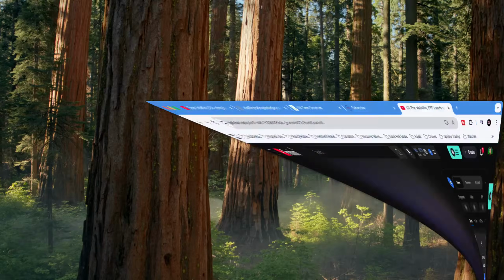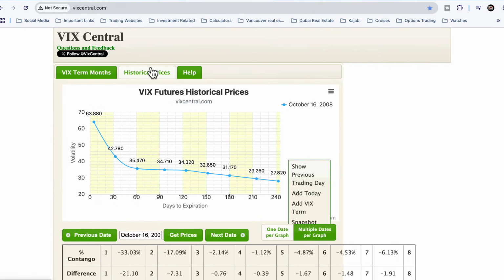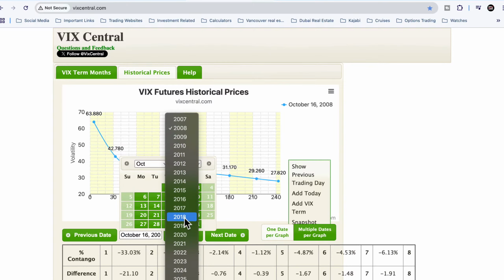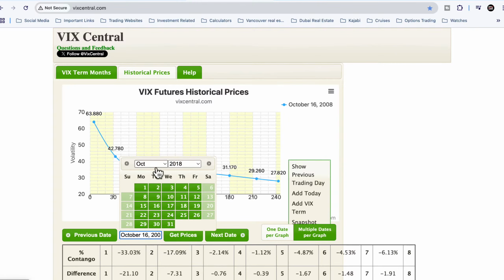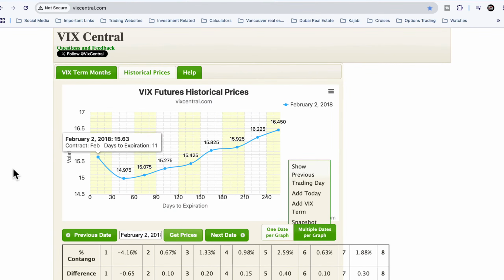But you've got to remember that if you look back, I think it was backwardation of 4.16, if memory serves. So if we go to 2018 on the VIX futures, go to February 2nd, yeah, you can see the VIX futures down here were in backwardation, minus 4.16%.